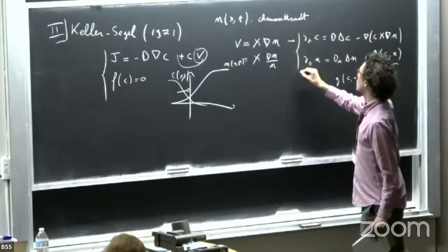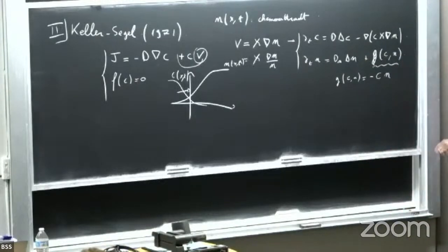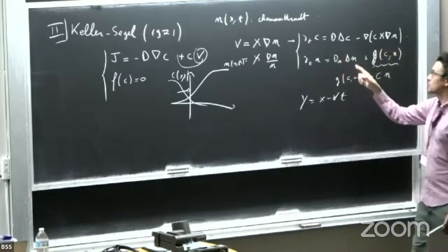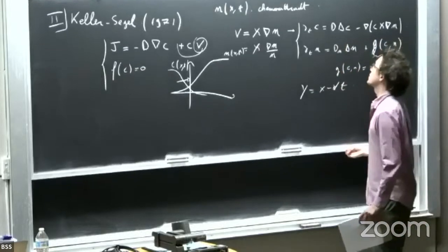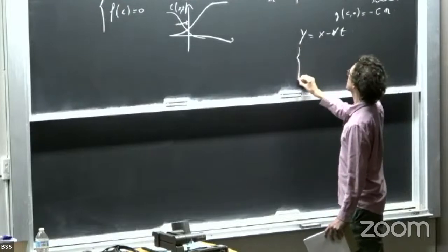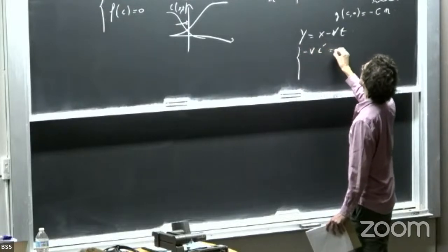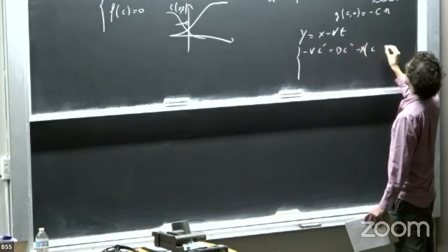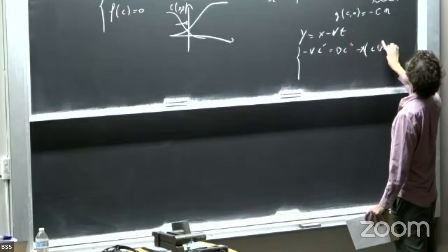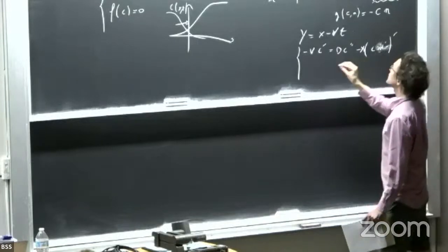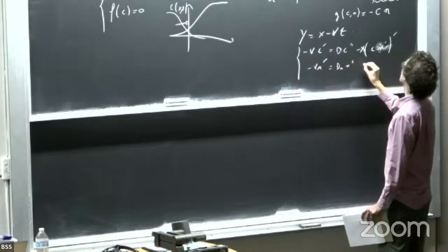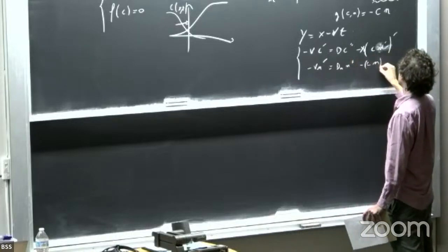Okay, so what happens in this context? Now you have a closed set of equations. You can do exactly the same trick, where you go into a co-moving frame and rewrite those equations. And what you get is minus v c prime equals d c double prime minus c gradient of n prime, and then also minus v n prime equals d n double prime minus c n.